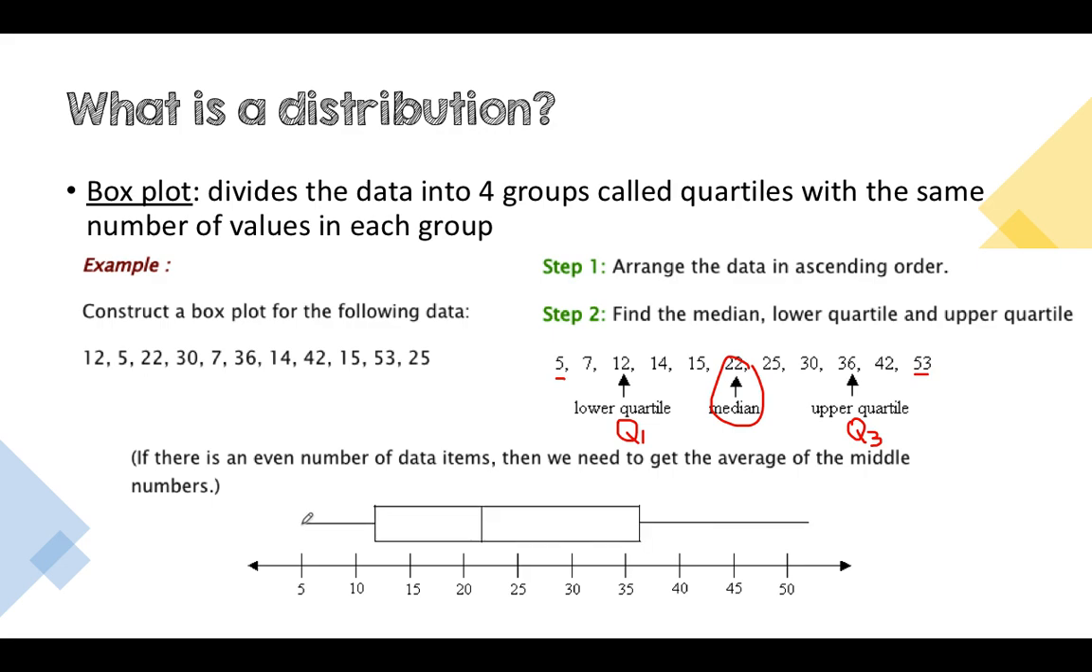Here's the minimum. It starts at 5. There's a line going up to 12, the lower quartile. This line in the center of the box is the median, 22. And then we have the upper quartile, quartile 3, at 36. And then a line going out to the maximum value at 53.